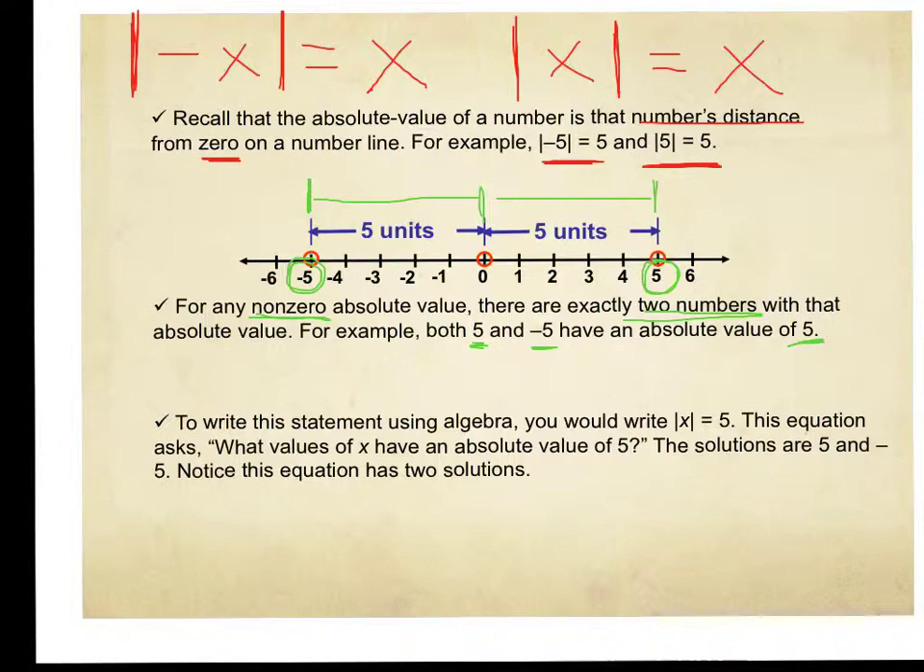And to write this, we can use an algebra statement. You can write this as absolute value of x equals 5. This equation asks you, what values of x have an absolute value of 5? Well, the solutions would be +5 and -5.